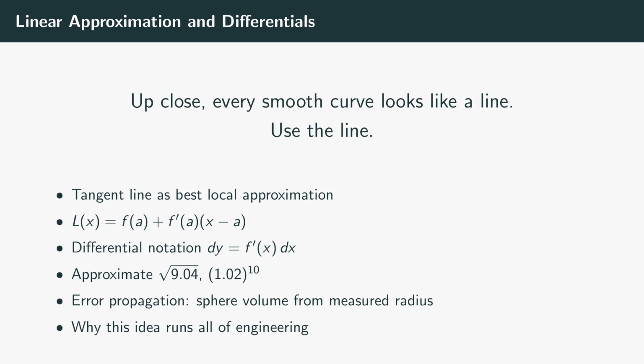We'll derive it, use it to approximate the square root of 9.04 in one line, estimate 1.02 to the 10th without expanding a polynomial, and propagate measurement error through the volume of a sphere. We'll also resurrect a notation you've seen 100 times, dy equals f prime of x times dx, and finally take it literally. The history runs from Leibniz to Newton to Cauchy to the modern view. The payoff is that every linear circuit model, every small signal approximation, every linearize around equilibrium in engineering is exactly this episode. Let's go.